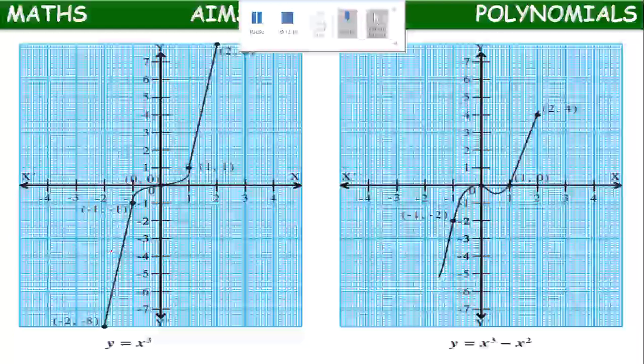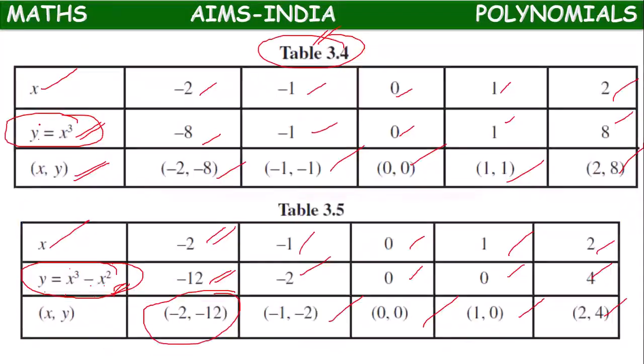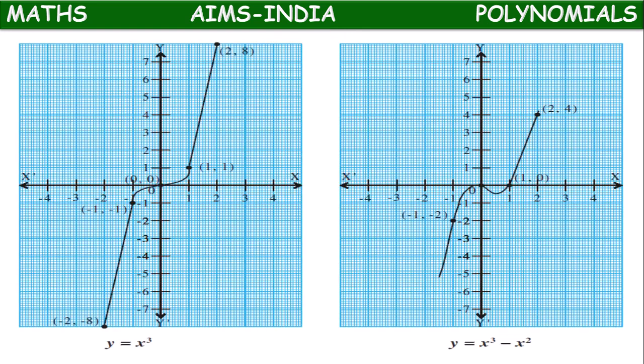Now, if we draw the graph of y equal to x cube based upon these 5 points, how is the graph? It is touching the x-axis at only one point, whose x coordinate is 0. So the zero of this polynomial is only 1, which is 0.